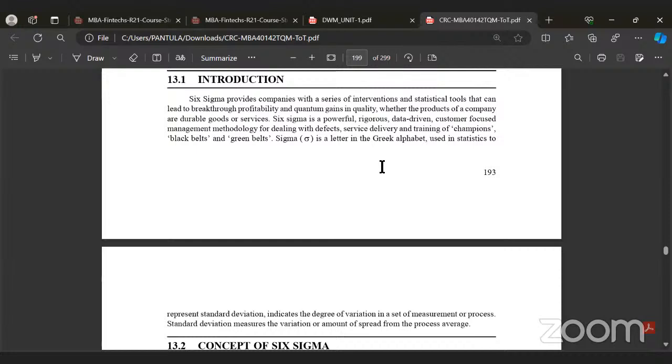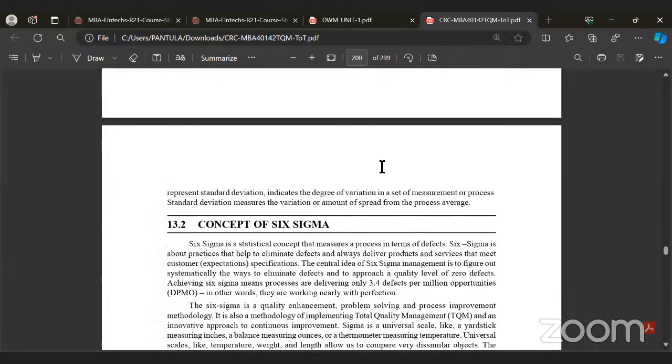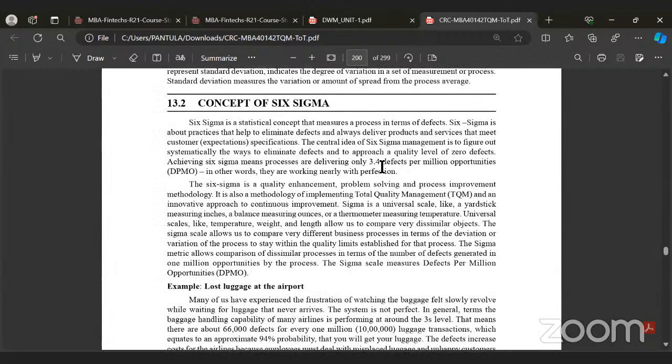Sigma is a letter in the Greek alphabet used as the statistical representation of standard deviation. Standard deviation is nothing but risk, indicating the degree of variation in a set of measurements or a process. Standard deviation measures variation, or the amount of spread around the process average. Here, the Six Sigma concept is to measure the process in terms of defects. Six Sigma is about practices that help to eliminate defects and always deliver products and services that meet customer expectation and specification. That's very important.